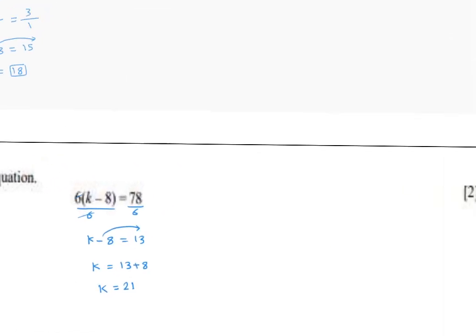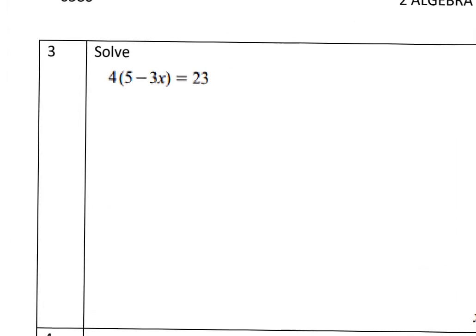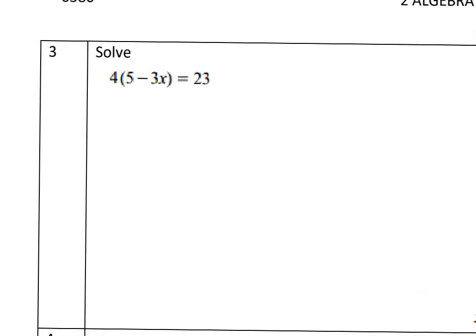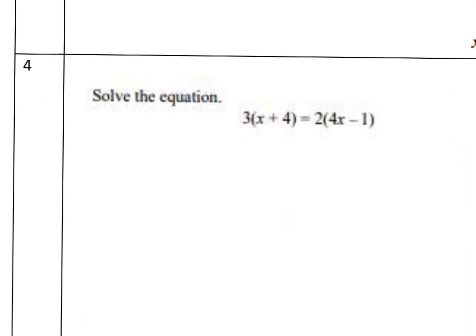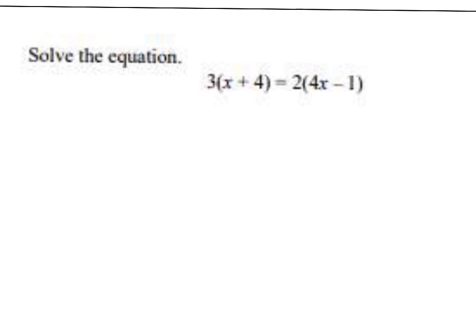Moving on. Number 3. There is no difference between number 3 and number 2. Now number 4. Now we need to expand to solve. So 3 times x and 3 times 4: 3 times x is 3x, 3 times 4 is 12. Then 2 times 4x and 2 times negative 1. 2 times 4x equals 8x. 2 times negative 1 is negative 2.